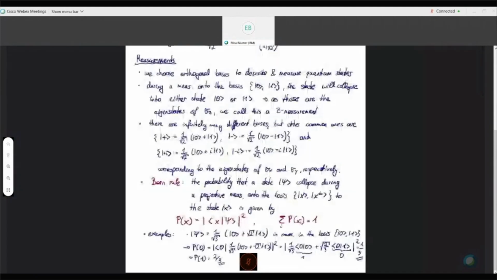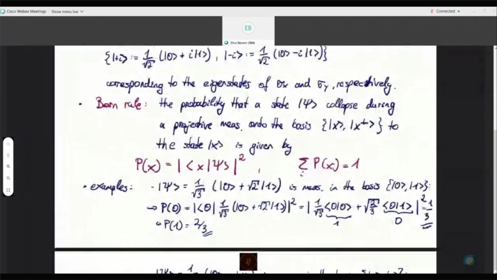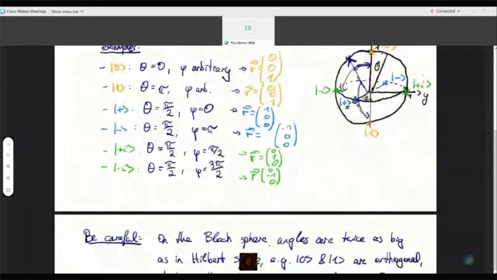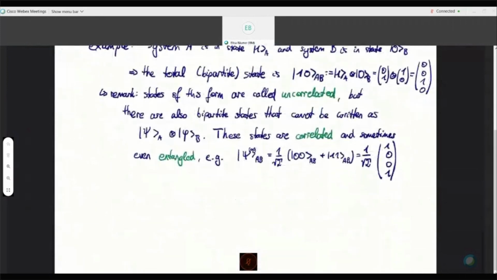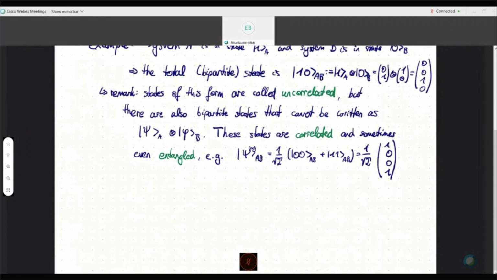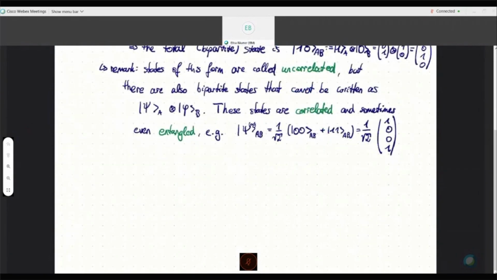I saw two questions in the chat. I'm not sure if either one of these are aiming at what you were saying, but one is, why can bipartite states not be written like that? And then another is, can you give an example of a correlated state that isn't entangled? A correlated state that is not entangled? That is a very good question.